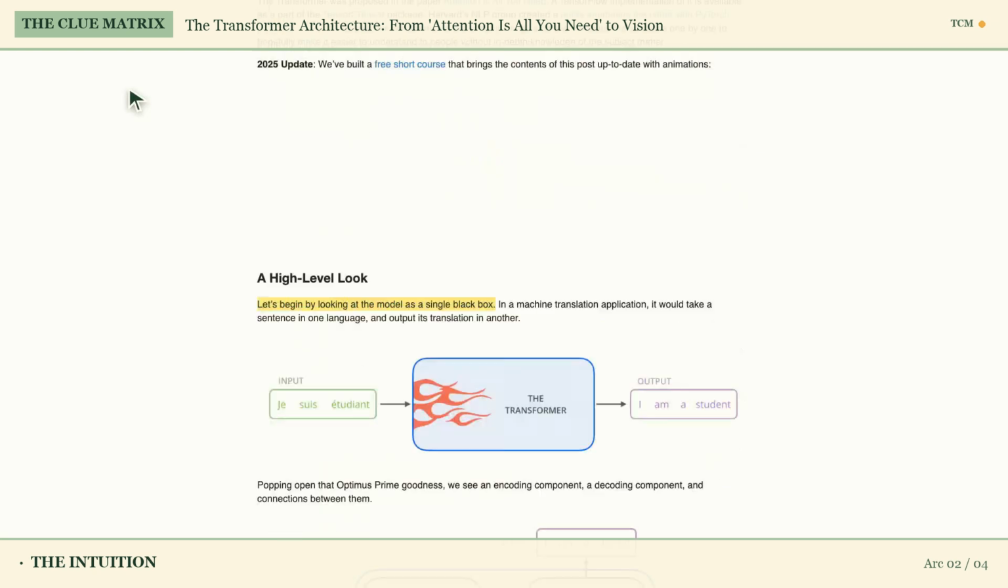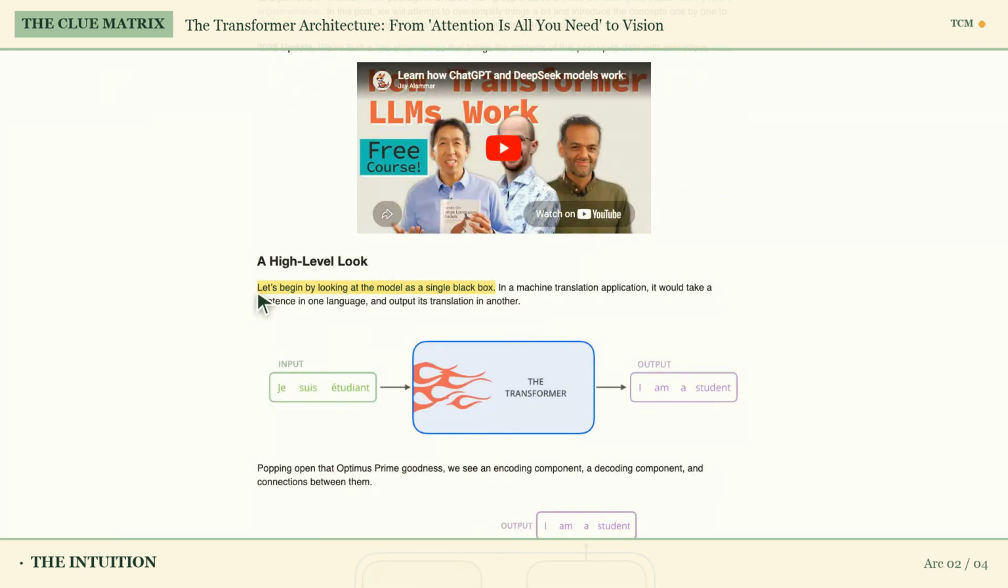This excellent blog post, The Illustrated Transformer, helps us visualize it. Let's begin by looking at the model as a single black box. For machine translation, it takes a sentence in one language and outputs another. Okay, so the familiar sequence-to-sequence setup, but what makes this black box different on the inside? How does it avoid the sequential bottleneck?